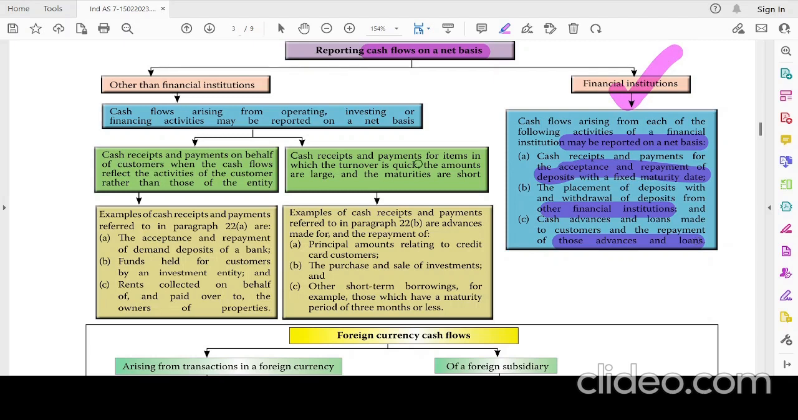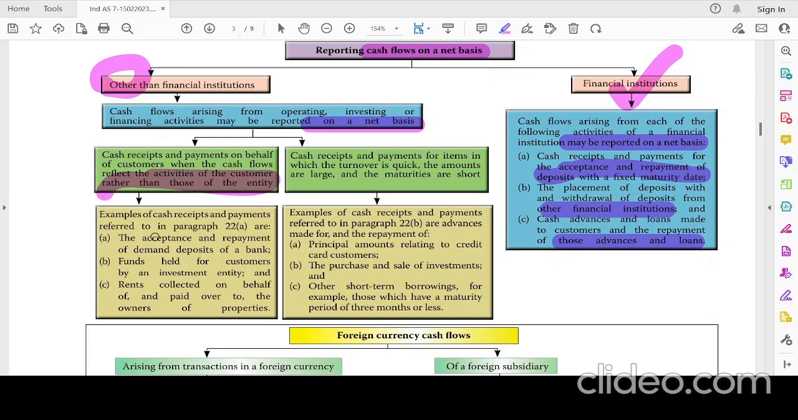Now, for entities other than financial institutions, cash flows arising from operating, investing, or financing activities can be reported on a net basis when cash receipts and payments are made on behalf of the customer, when the cash flows reflect the activities of the customer rather than those of the entity. When it belongs to the activities of the customer and not the entity, then it can be reported on a net basis.